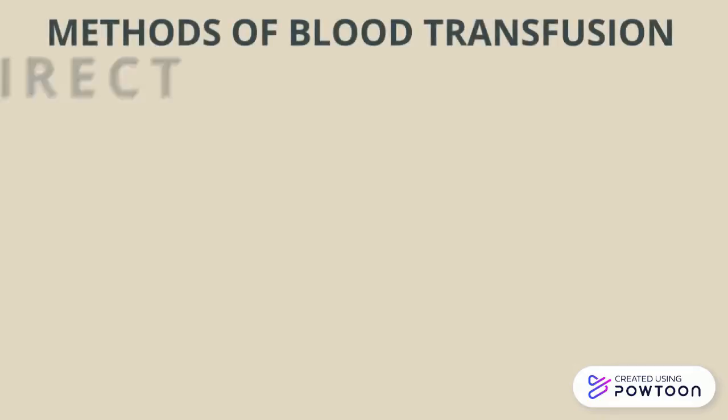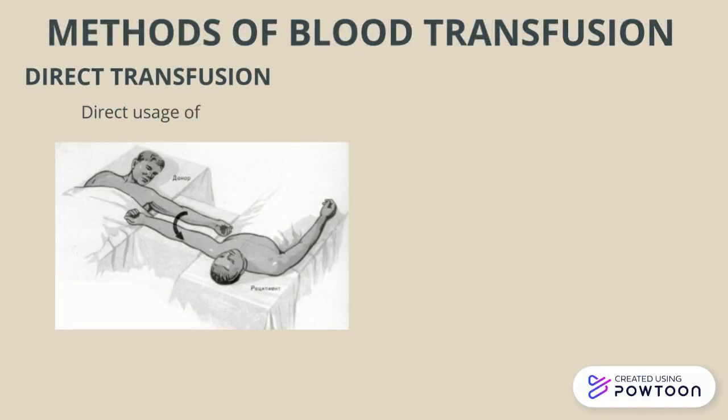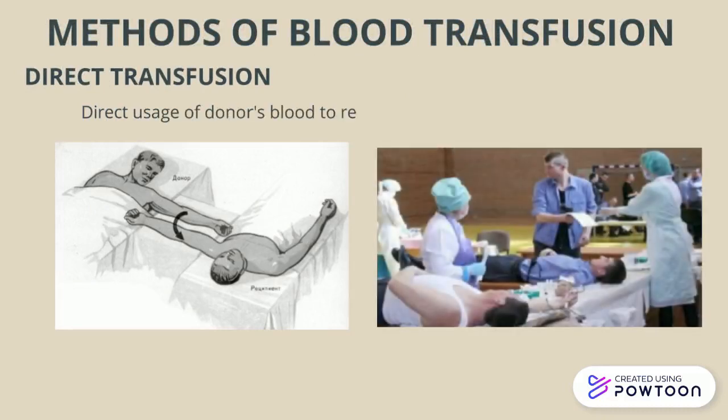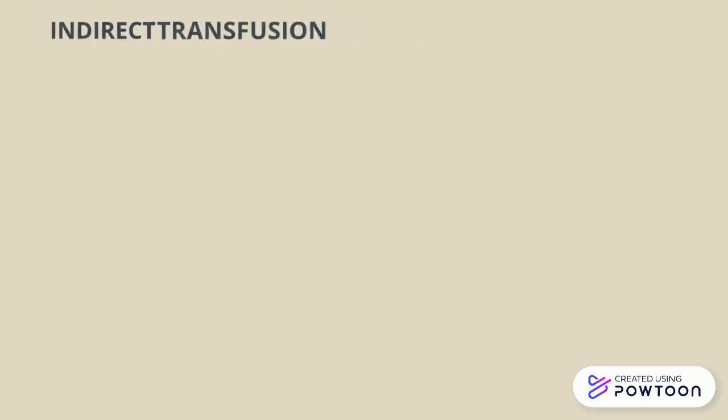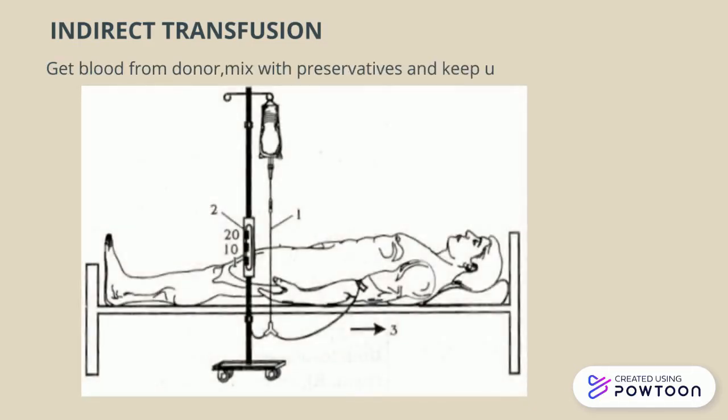Methods of blood transfusion. There are two methods. One of them is direct transfusion. Direct transfusion means direct usage of donor's blood to recipient without preservation. The second method is indirect transfusion. Here we collect the blood from the donor, then mix it with preservatives and keep it under certain conditions so that we can use it for blood transfusion in the future.